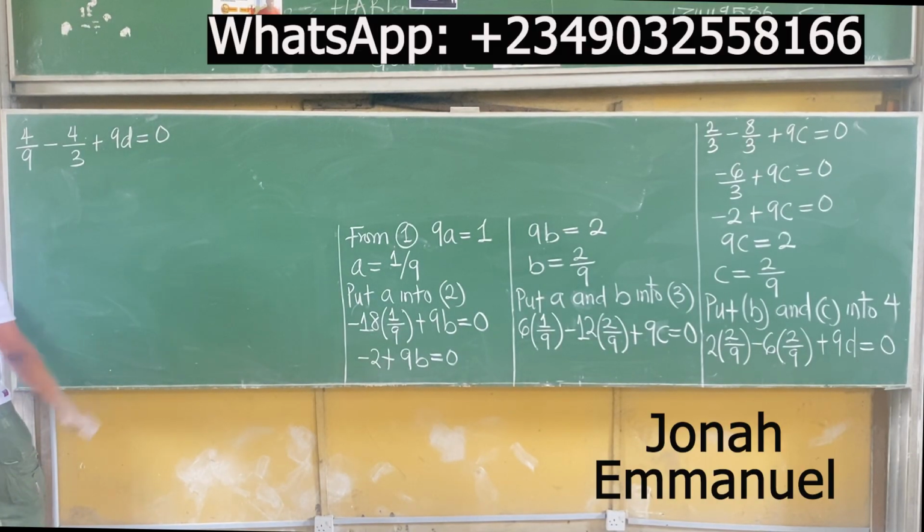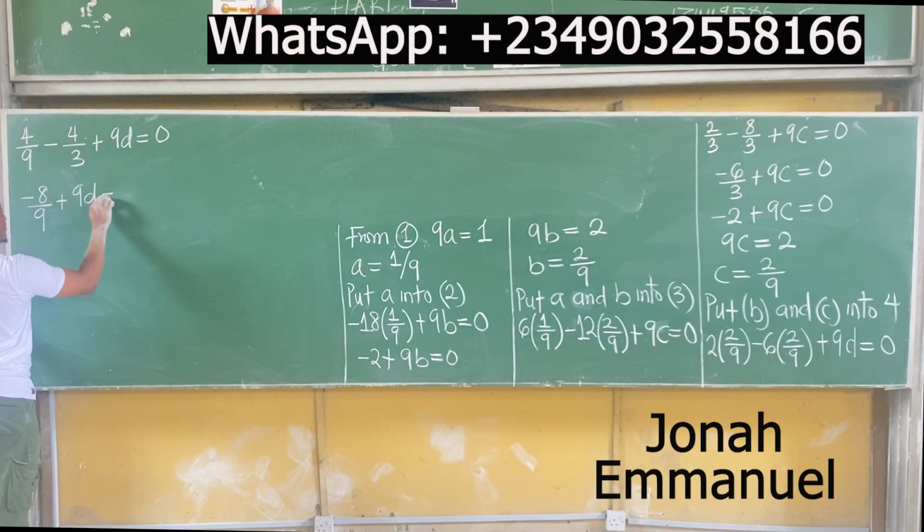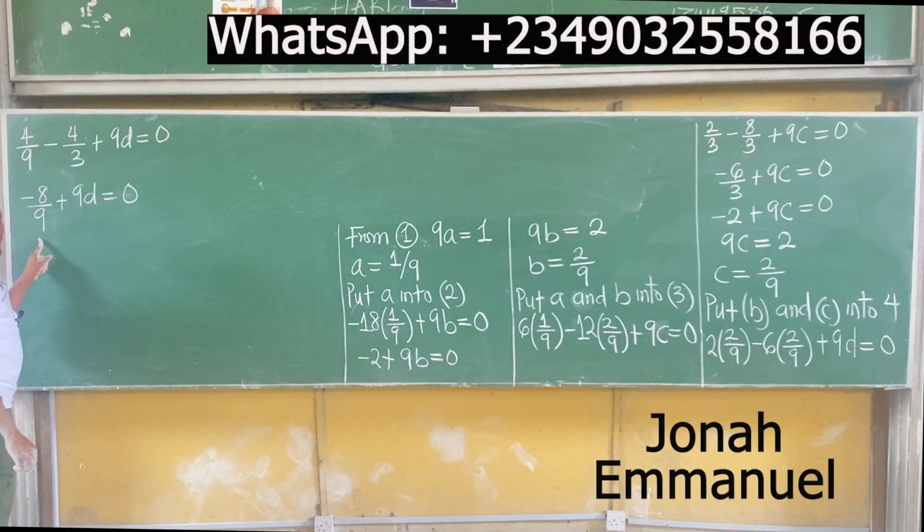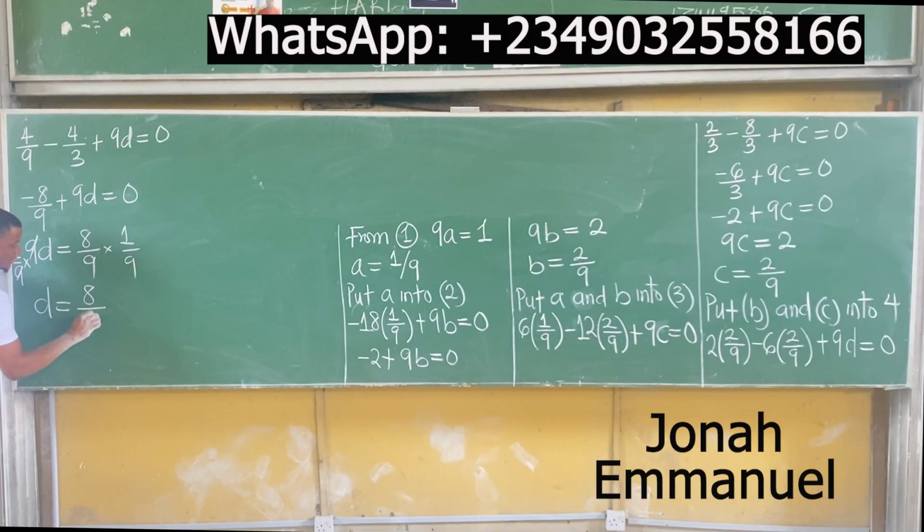These two give you what there? Minus 8 over 9 plus 9d equal to 0. Please everybody confirm this. Move this over here. 9d is equal to 8 over 9. How do you get d? Multiply here by 1 over 9, or you can say divide by 9, anyone you want to. D will be equal to what there? 8 over 81. So 8 over 81 is your value.